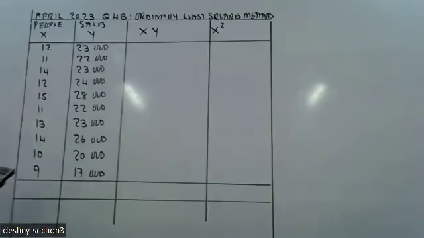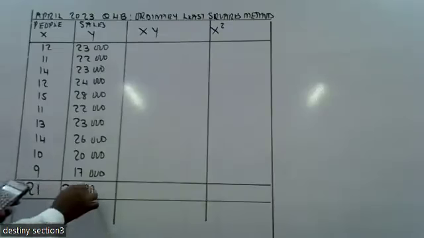Let's start with the total of X. Use 12 plus 11 plus 14 plus 12 plus 15 plus 11 plus 13 plus 14 plus 10 plus 9. I'm getting 121. Then for y: 23 plus 22 plus 23 plus 24 plus 28 plus 22 plus 23 plus 26 plus 20 plus 17. I'm getting 228,000.